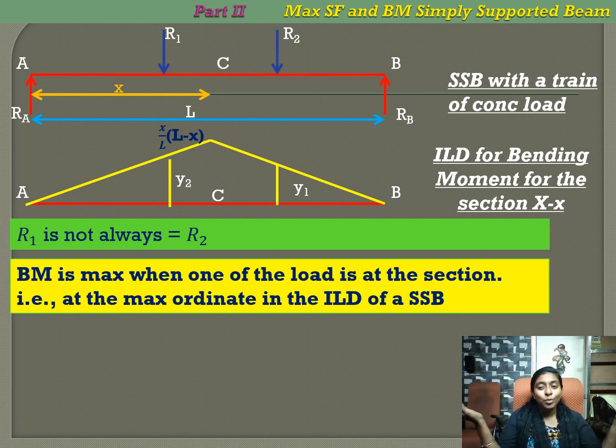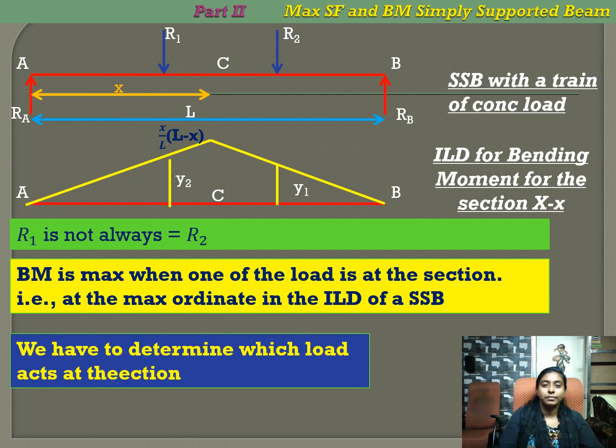So, it is assumed that bending moment is maximum when one of the loads is at the section, that is, at the maximum ordinate. If you have 6 loads, any one load should act at the section. If 4 loads are given, among these 4 loads, any one load should act at the section. Now our aim is to determine this load. Which load should act at the section?